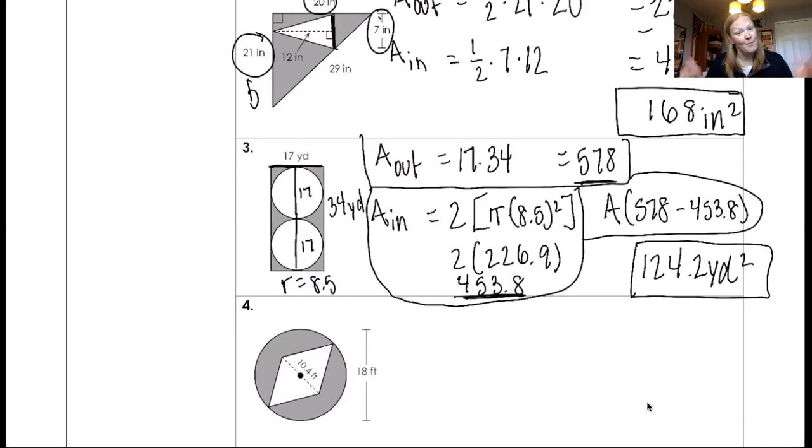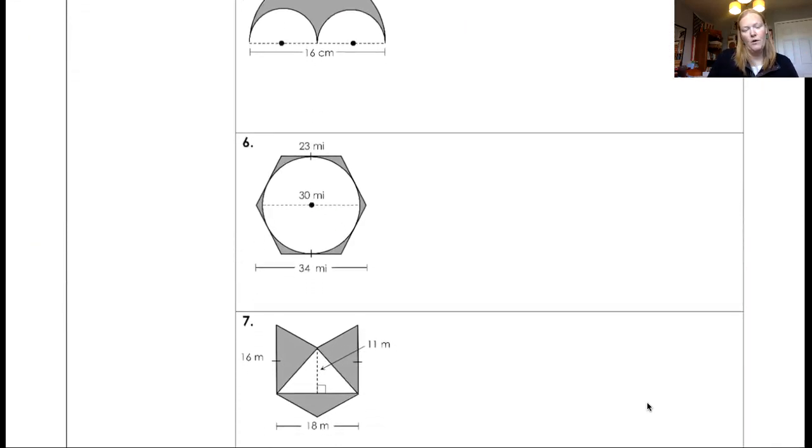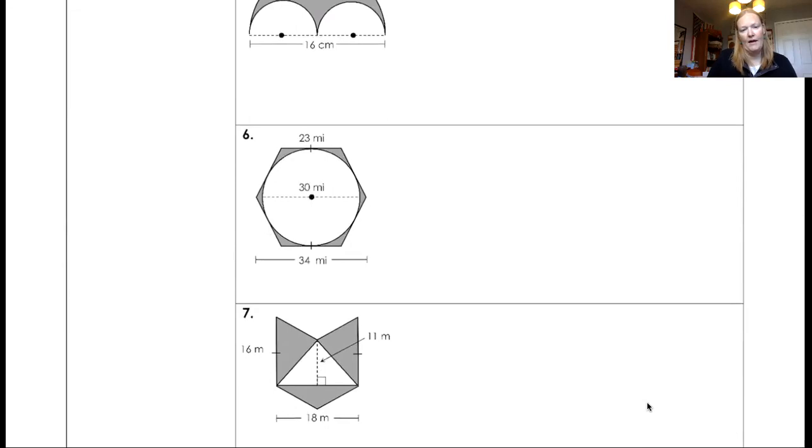Okay, last example. See, I told you it'd be pretty short. So let's look at number 6. Okay, so number 6 is a hexagon with a circle inside. Again, we're working with a circle, so let's find the radius. So the radius here is 15. We just cut 30 in half.